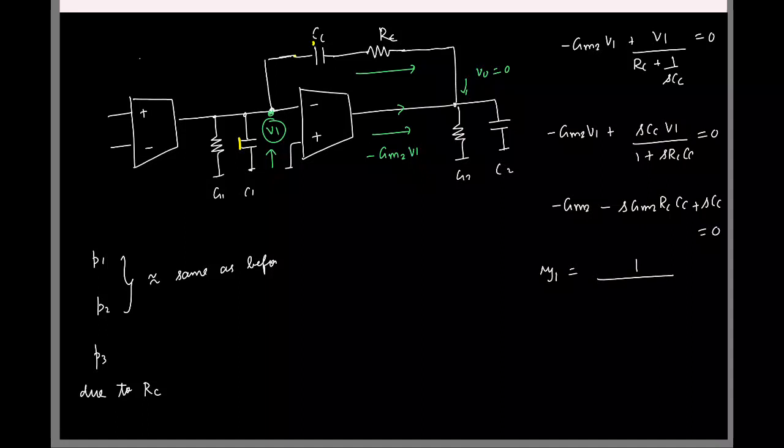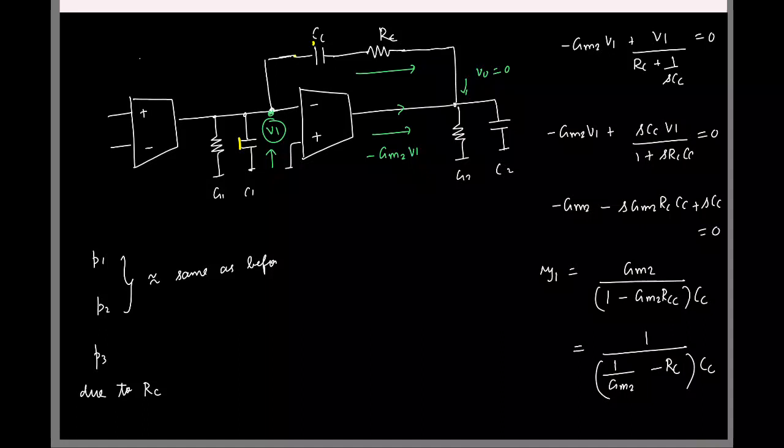1 by, sorry, GM2 by, what is it? GM2 by 1 minus GM2 RC CC. So I can simplify it like this: 1 by GM2 minus RC, times CC. Just simple algebra, you can work it out.